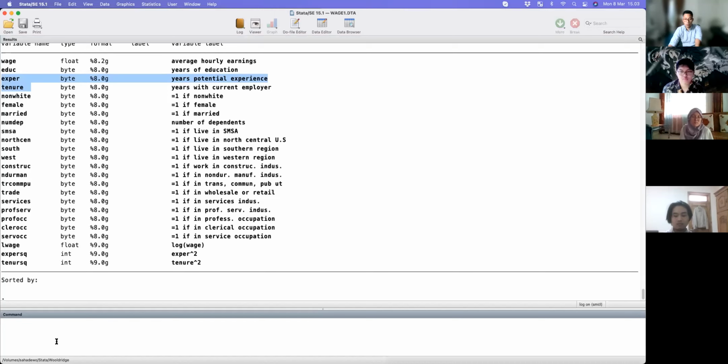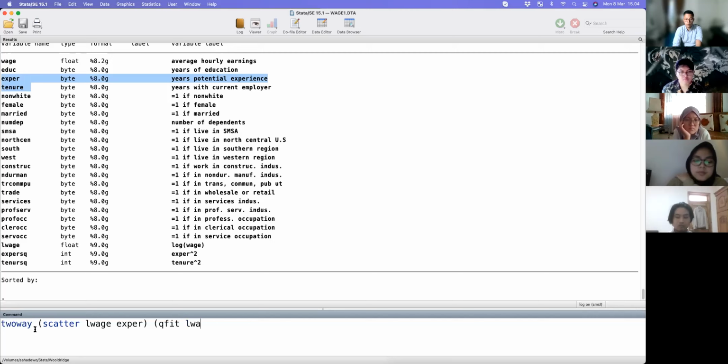What I'm interested in is to see whether there is a nonlinear relationship between wages and experience. To do that, I'm going to create a two-way graph. I'm going to use scatter of wage and experience, and then a quadratic fit of log wage and experience, and then add an option to provide you with a better view of the result.